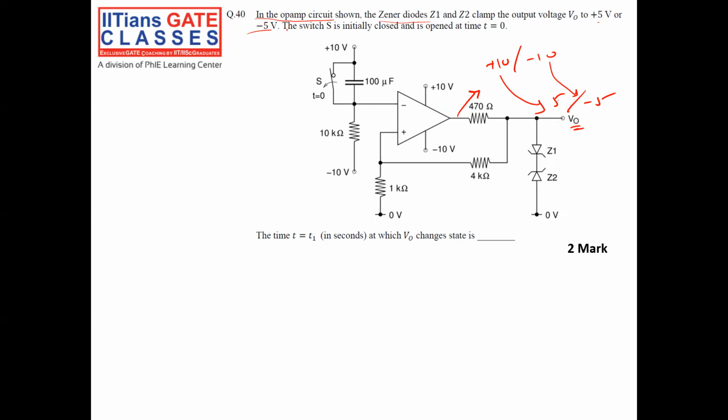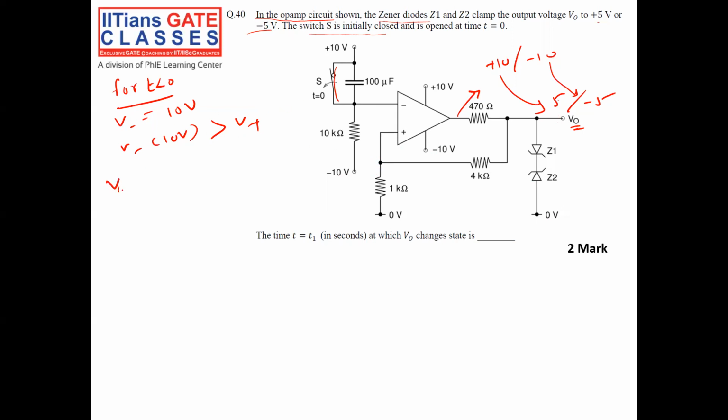The switch S is initially closed and is opened at time t equal to 0. So for t less than 0, the switch is closed. Closed means V negative is equal to 10 volt. Since V negative is 10 volt, it is definitely greater than V positive, because V positive can be at maximum, if it is -5, -5 into some division. It cannot be 10 volt or -10 volt. So definitely V negative is greater than V positive.